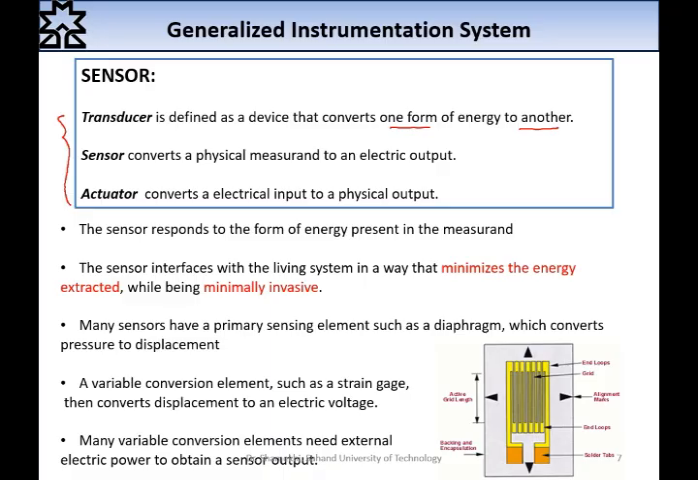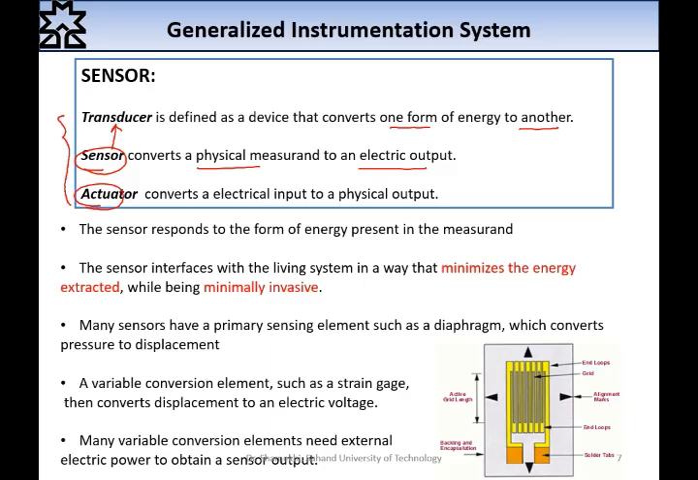But a sensor converts a physical measurement to an electric output. As you can see, we have a type of energy here, and another type of energy here also. Therefore, a sensor is a transducer. A sensor is a specific type of transducer. An actuator converts an electrical input to a physical output.